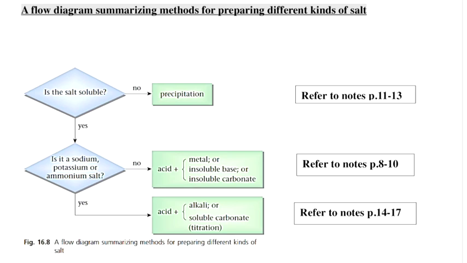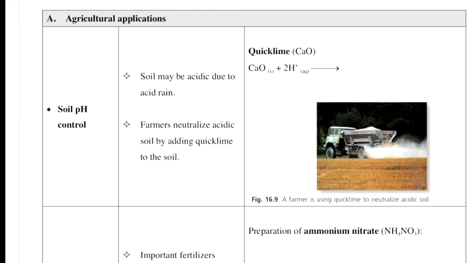Okay, and the last type, if it's a sodium, potassium, or ammonium salt, then we need to use the titration method to prepare it. So we can again use an acid that contains the target anion, and then we need an alkali that contains the target cation, or a soluble carbonate that contains the target cation. Okay, so for more information you can refer back to the notes. In the last part of this video, I'm going to discuss some of the applications for neutralization reaction.